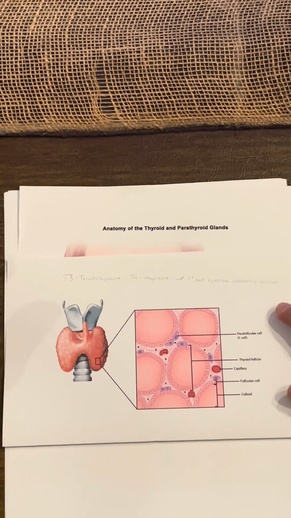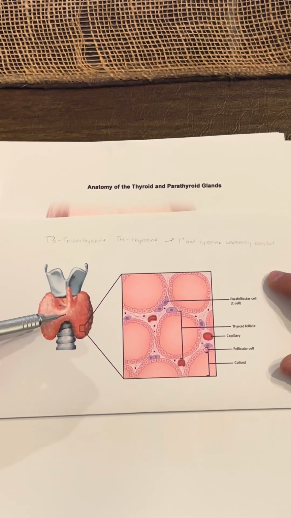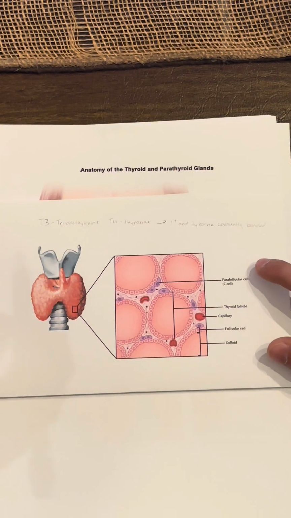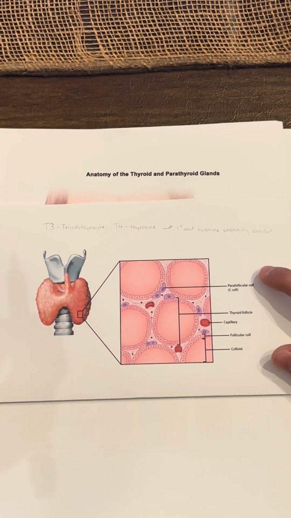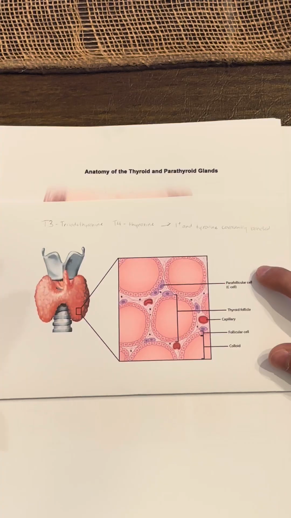thyroglobulin. Now, how do T3 and T4 actually leave the thyroid gland to get to the rest of the cells in the body? Well, that's going to be the responsibility of TSH. TSH is very important. It's going to have a couple of different roles.